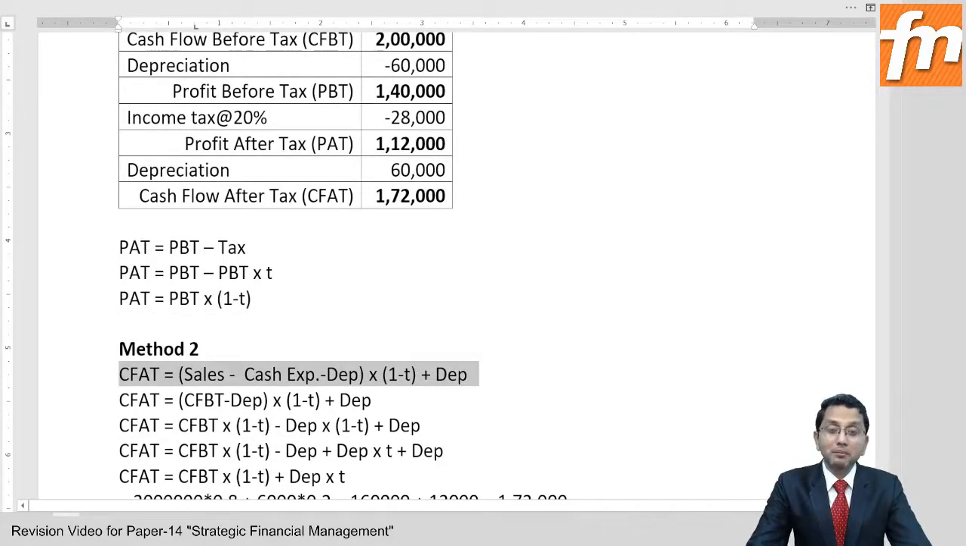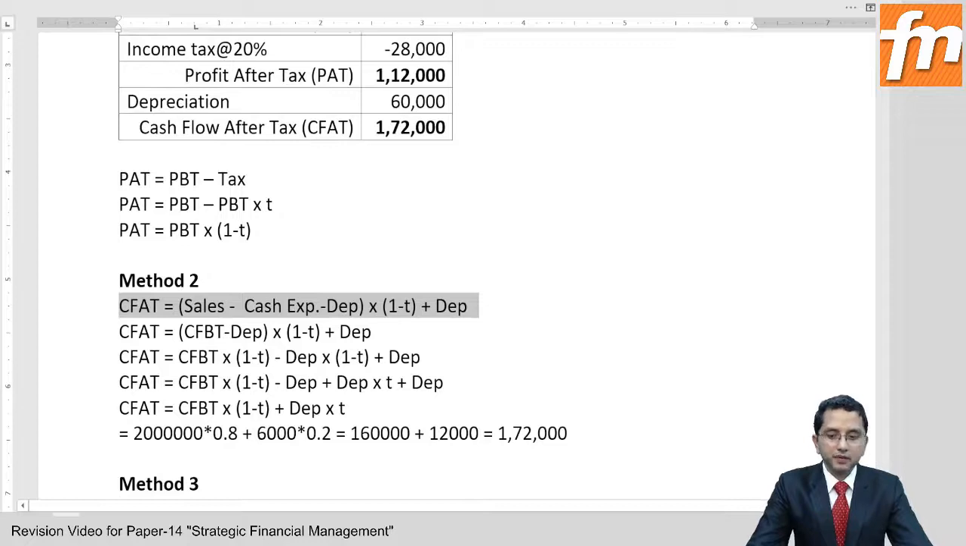So here you multiply it by 1 minus tax rate to get profit after tax. Profit after tax, add back depreciation is cash flow after tax. Perfect. Now this sales minus cash expense is actually CFBT. So I put here CFBT. All other things are same. Then I will open this bracket.